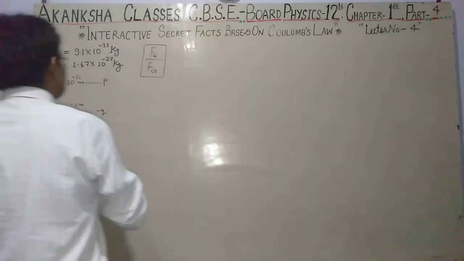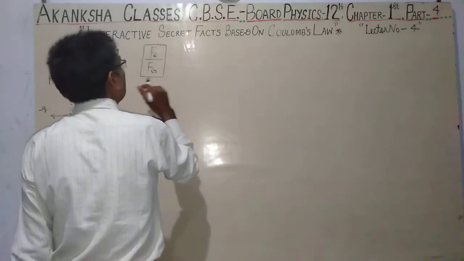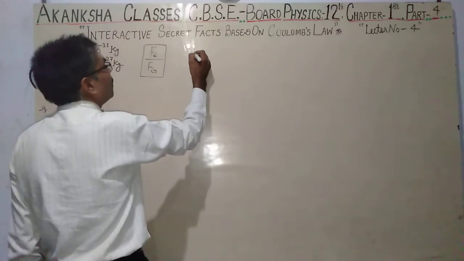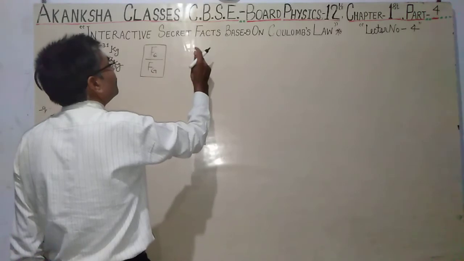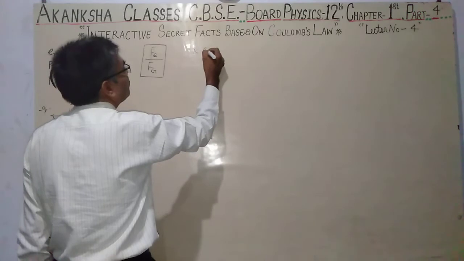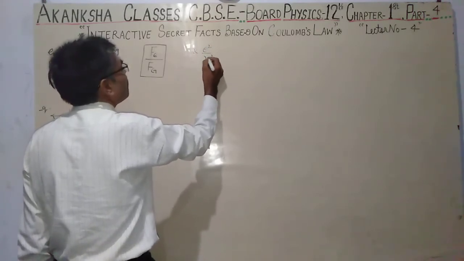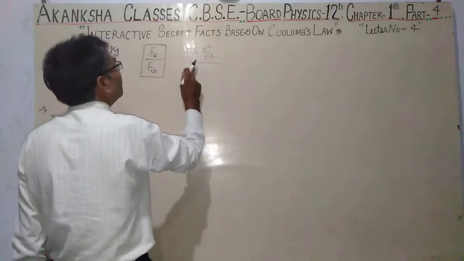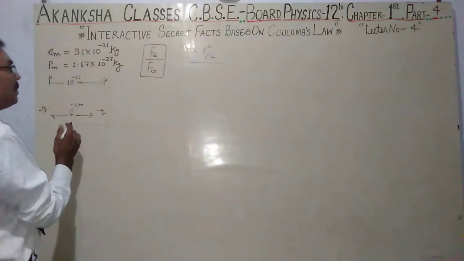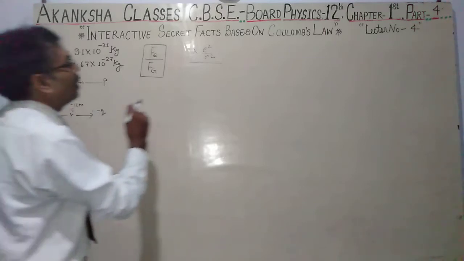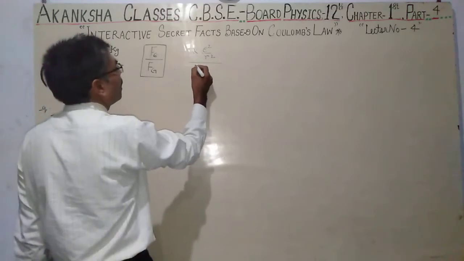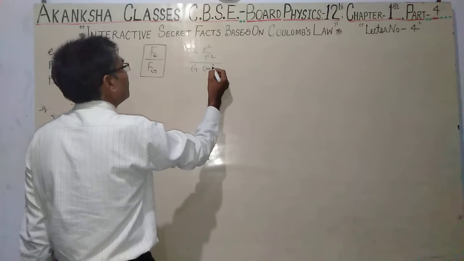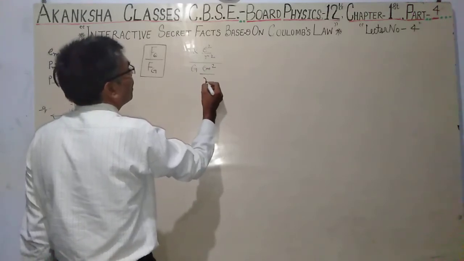First we will find the electrostatic force between two electrons by writing k e square by r square, upon the gravitational force between two electrons kept at the same separation, capital G into m square by r square.